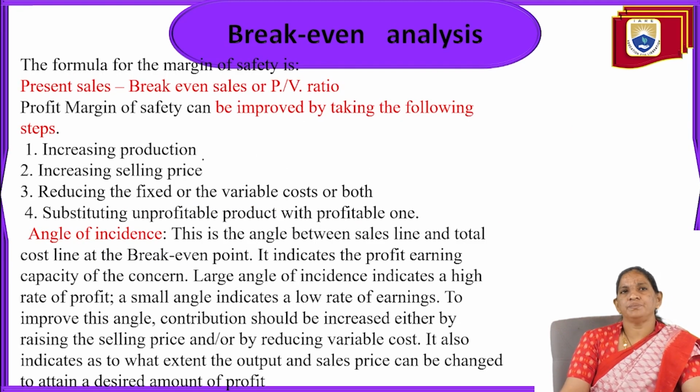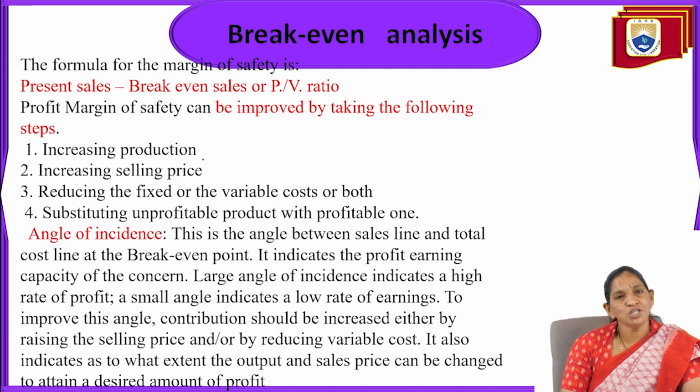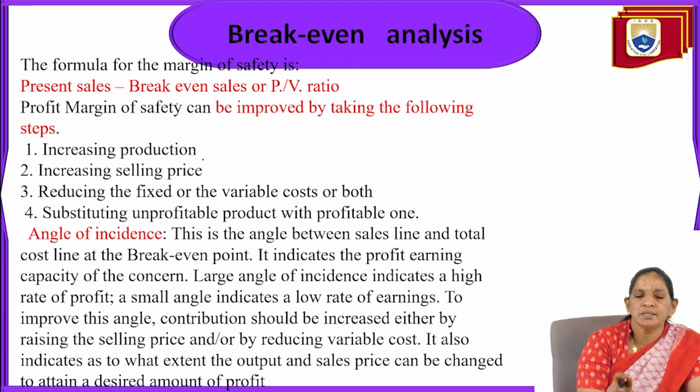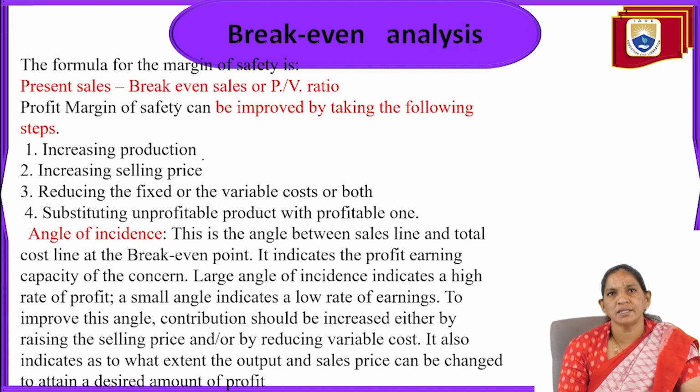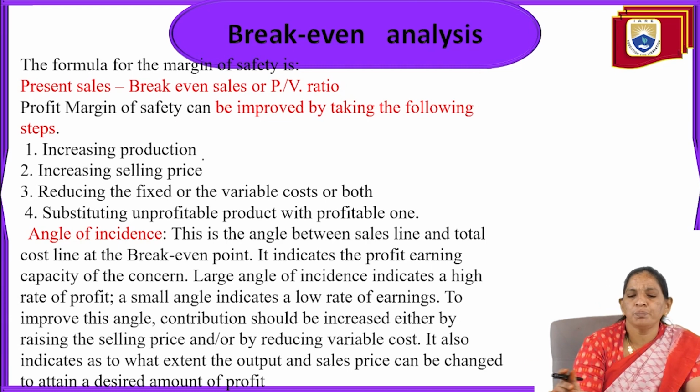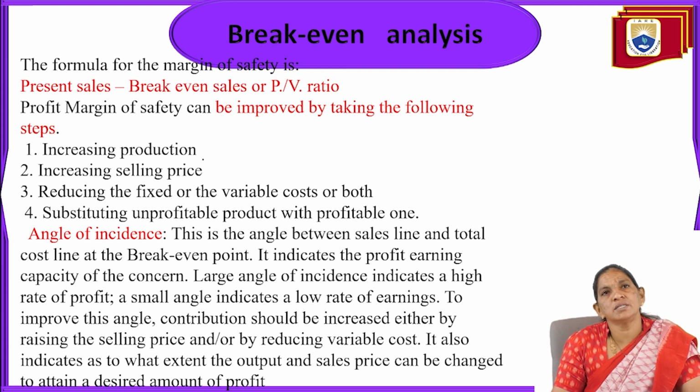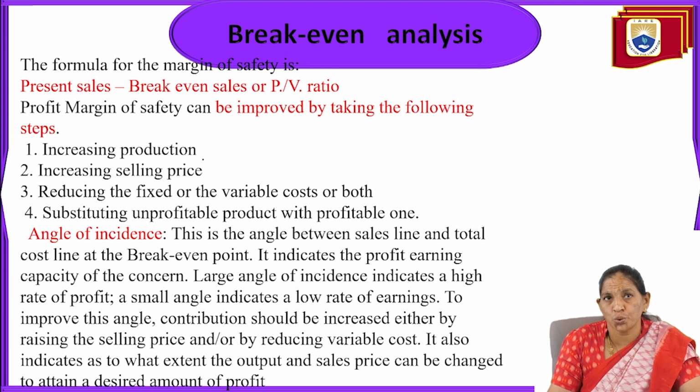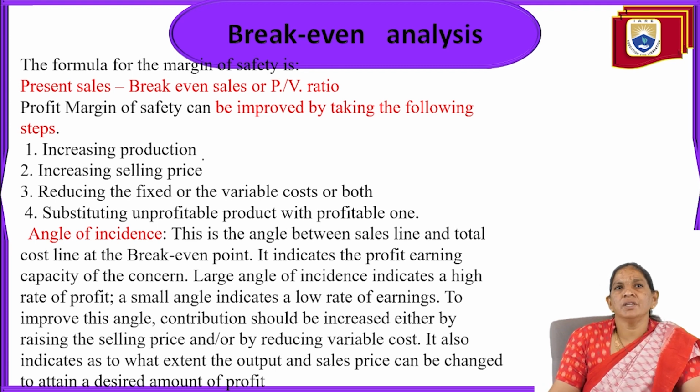So the formula for the margin of safety is present sales minus break even sales, or present sales by PV ratio. When you calculate the profit volume ratio, we are also able to identify the break even point. That means the margin of safety.